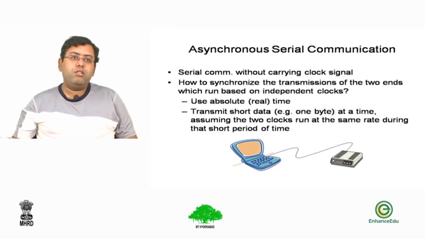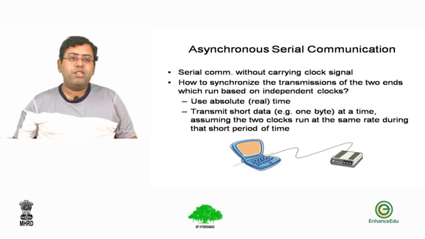So asynchronous communication is typically a serial communication without clock signal. We don't really have the transmitter and receiver synchronized with the help of a clock signal. They can have their own clock each, and so it requires some kind of a handshaking mechanism to ensure a reliable transfer of data from the transmitter to the receiver. Now, in order to synchronize the transmission with the two ends which run on independent clocks, it is suggested to use absolute or real-time clock and then transmit short data at a time.